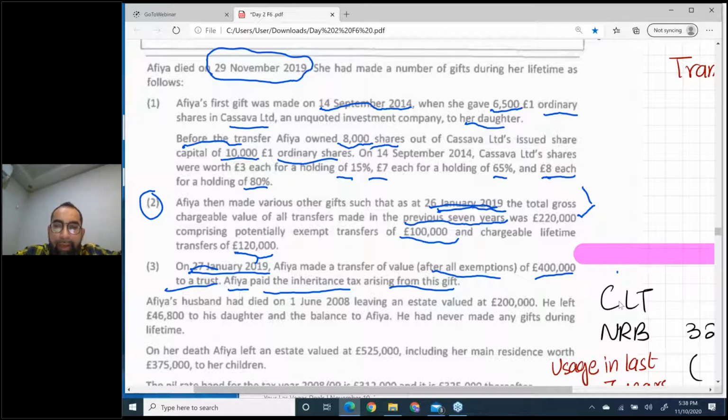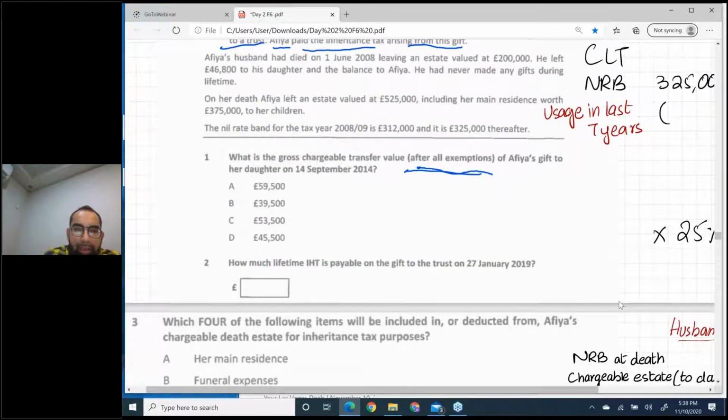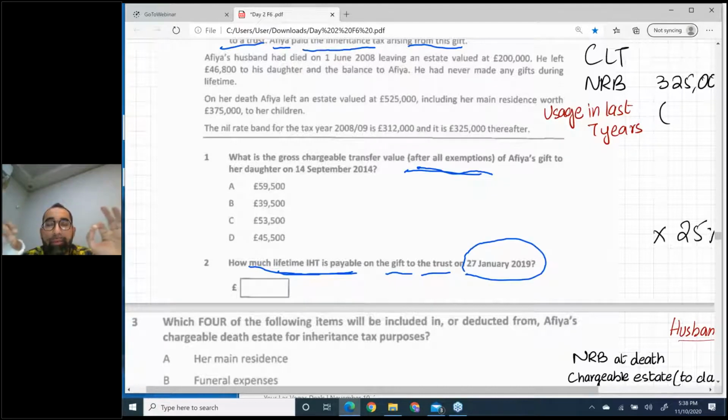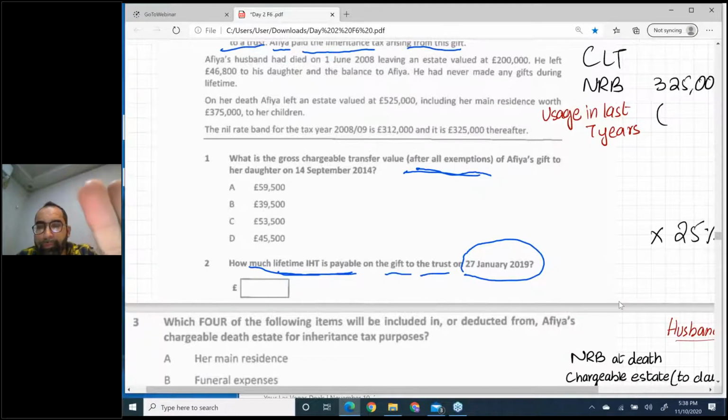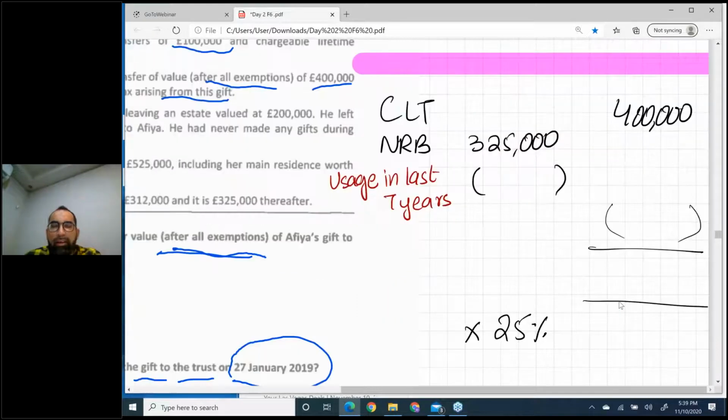Let's read the second requirement. How much lifetime IHT is payable on the gift to the trust on 27 January 2019? If you go slow, you will understand. Listen. This is the working. The amount of CLT was 4 lakh, after all exemptions, that means annual exemptions already deducted, right?